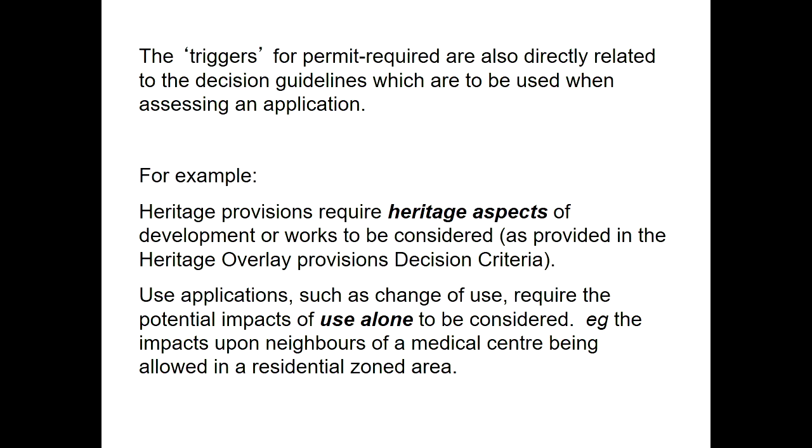I'll show you more of those, but I'll keep going through things. So you go looking for what is a trigger for permit, you go looking for what the decision criteria are. This is a basic fundamental skill and it's kind of always there. So for example, heritage provisions require that heritage aspects of development or works be considered. If it's for use, the decision criteria are around use of something. So this is super important as well.